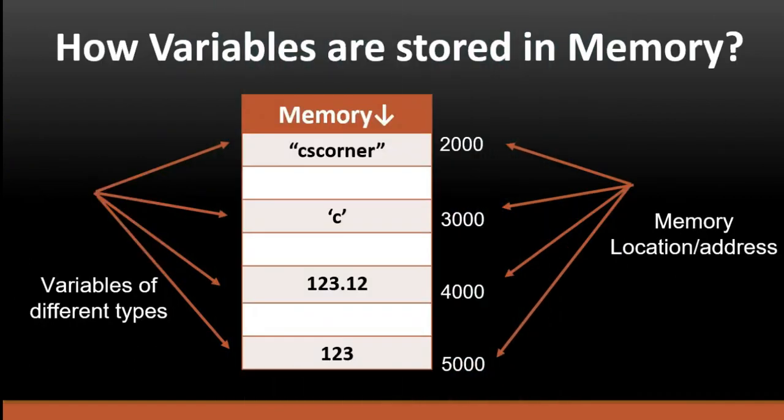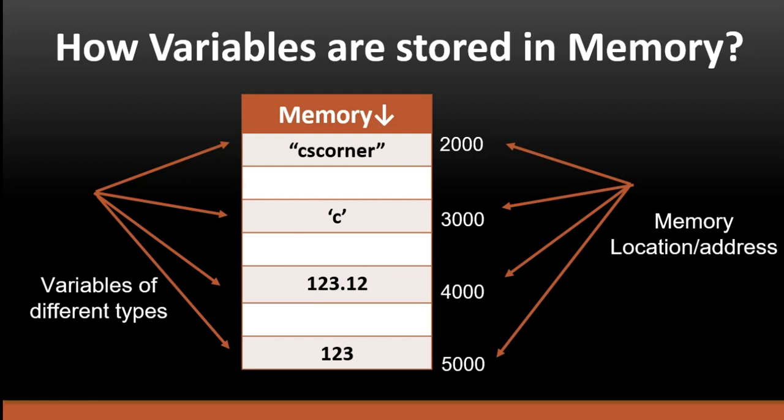Next, how variables are stored in memory. So you can see I have drawn a diagram. Here I have a few data such as CS Corner, which is string data, another is a single character C. Next I have some data with a decimal value 123.12. Next I have a normal number. So these are nothing but my data.